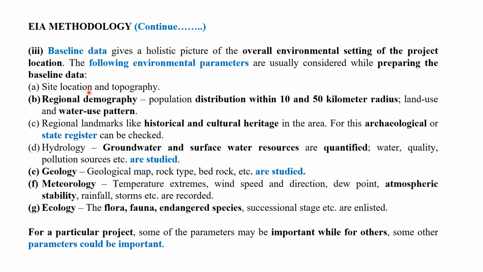First is the site location and topography, and regional demography. That means population distribution within a 10 and 15 kilometer radius, land use patterns, and water use patterns. That also we have to study in this baseline data. Regional landmarks like historical or cultural heritage in that area. For this, the archaeological or state register can be checked, or the archaeological department can be contacted.